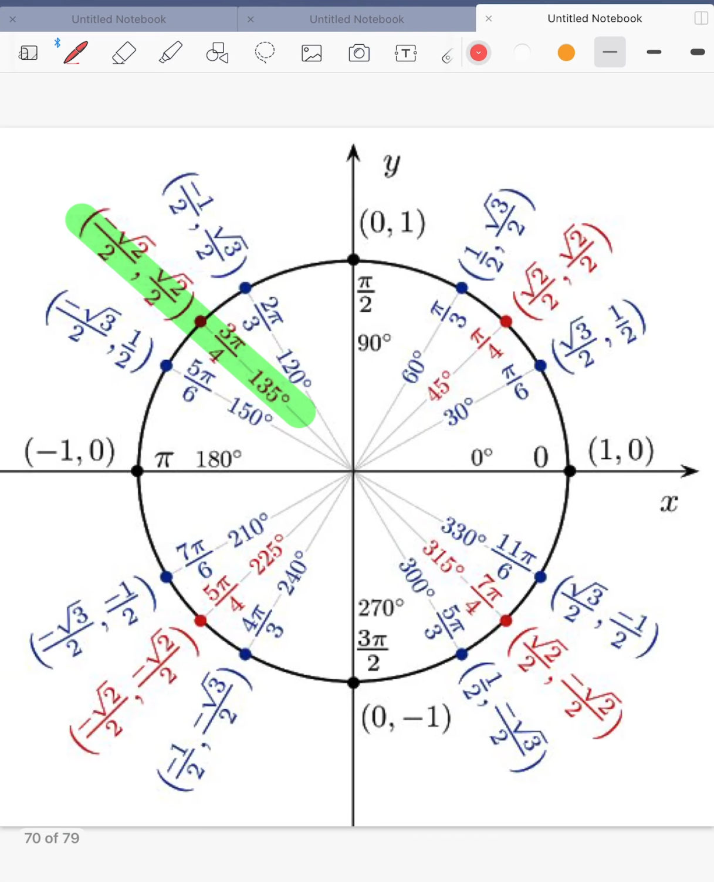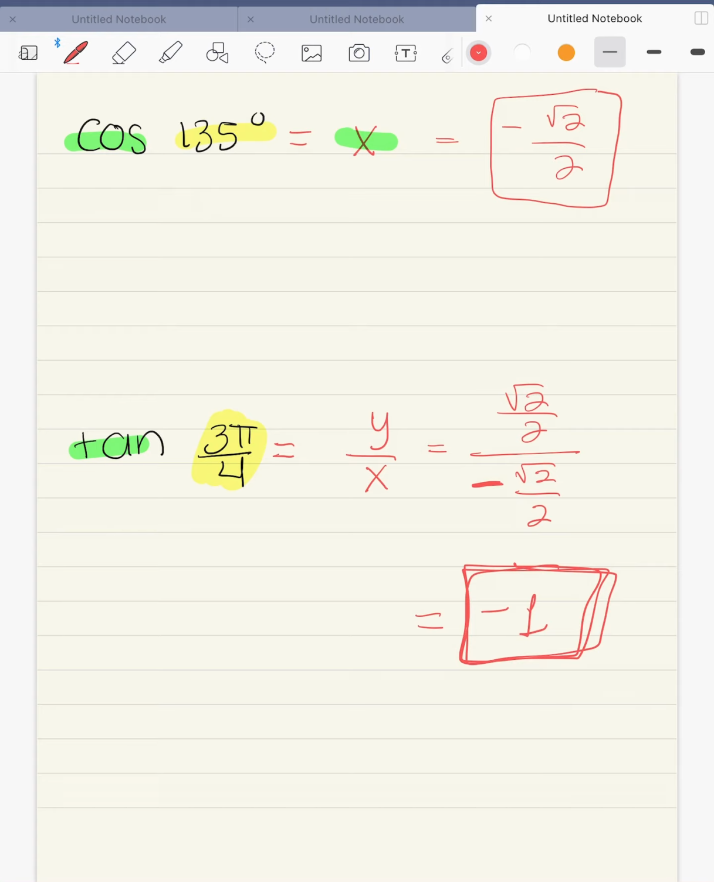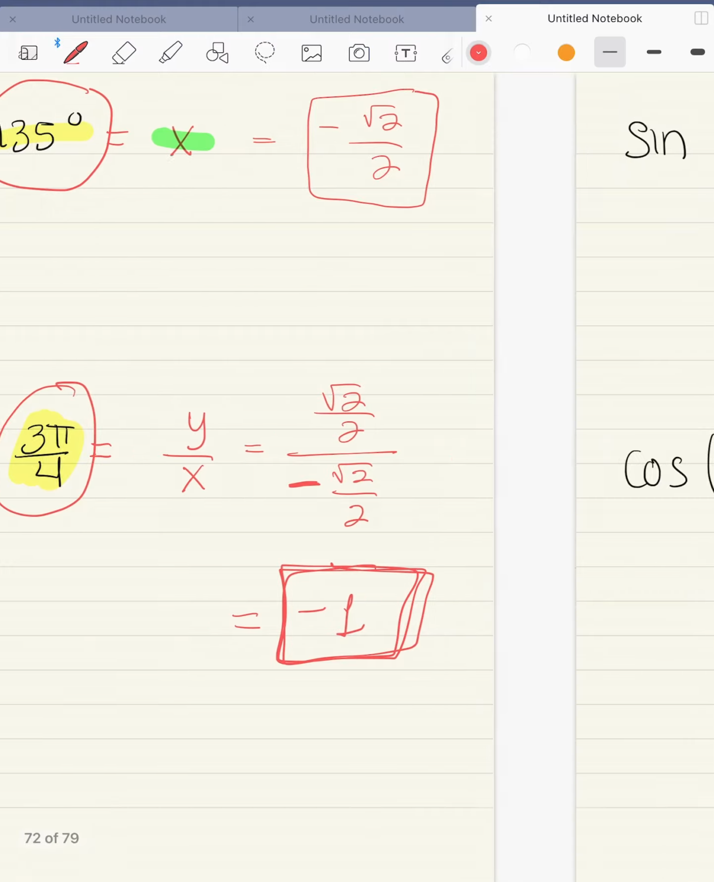We're going to do the y over x. So the y is square root of 2 over 2 divided by the x, which is negative square root of 2 over 2. Since we're dividing the same thing, but there's a negative there, the answer should be -1, simple. These are two very easy problems because the angles that I am giving you are in the unit circle.